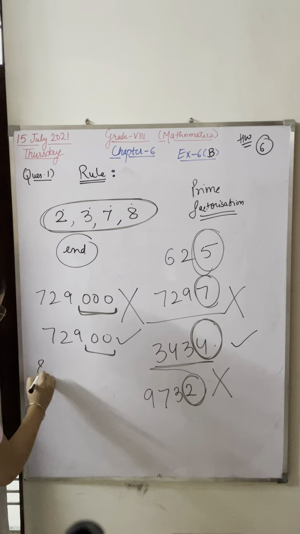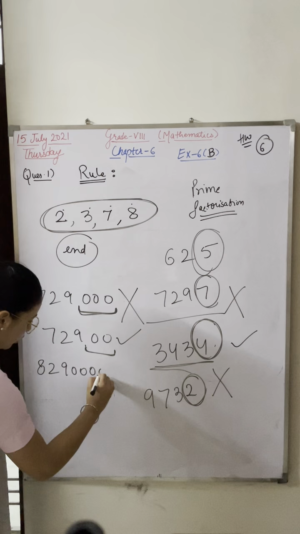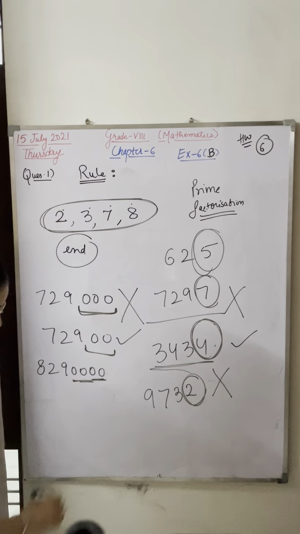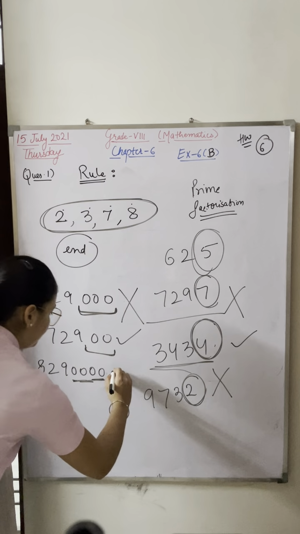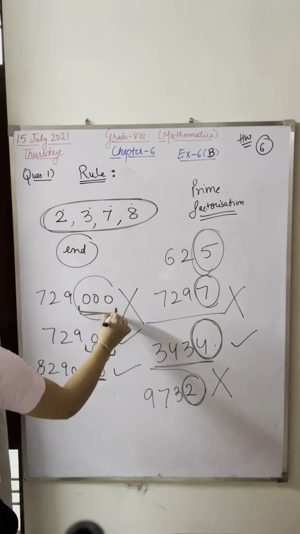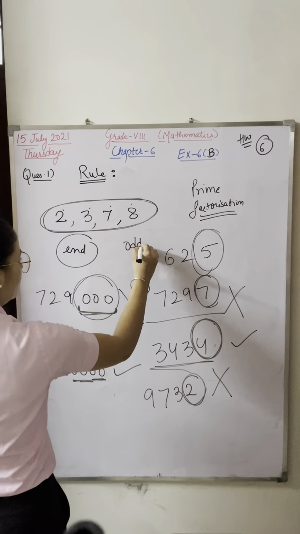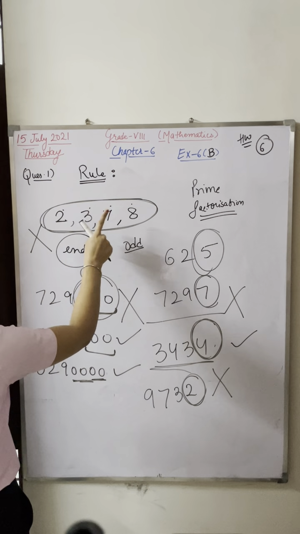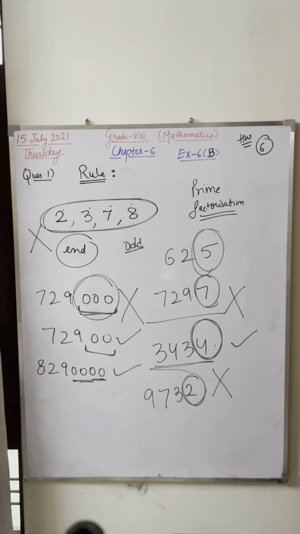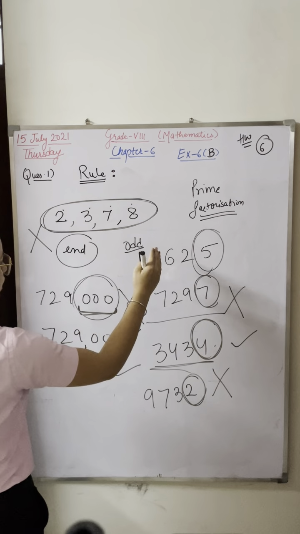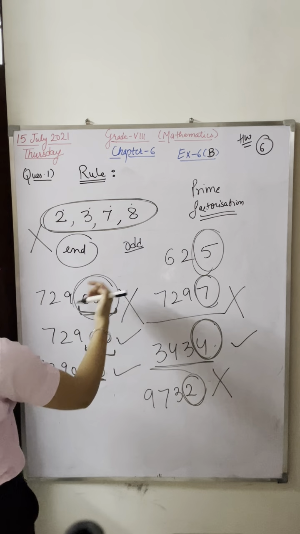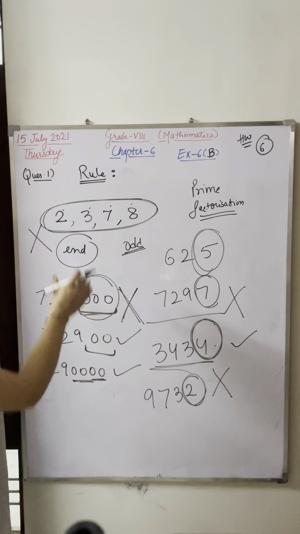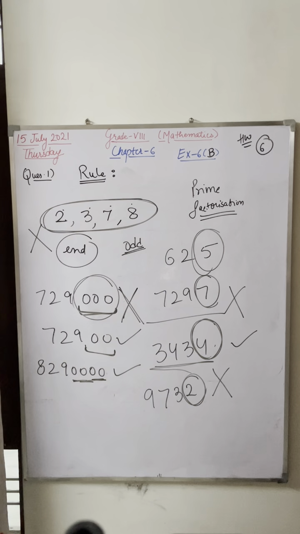If the number is 8290000, how many zeros are there? 4. So that will be a perfect square. If the number of zeros is odd, then that will not be a perfect square. If the last digit is 2, 3, 7, 8, that will not be a perfect square. If the number of ending zeros is odd, that will not be a perfect square. Right? So these are some rules. The rest of the rules will come with the questions.